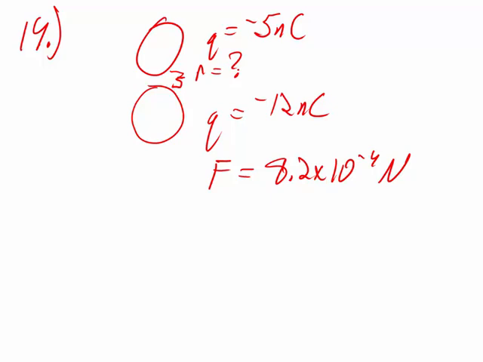R can be radius or distance. Or x, if you wanted to make it x, you could, or y, since I put them on the y-axis. It doesn't matter, as long as it's a unit of displacement, which is in meters. So we want to know what the distance is. Well, this is a Coulomb's law problem.